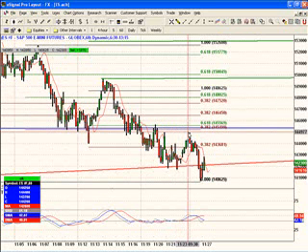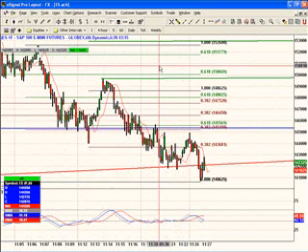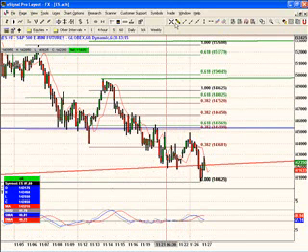There are lower resistance levels on lower time frames. So I'm just doing this because the lower time frames change so quickly.